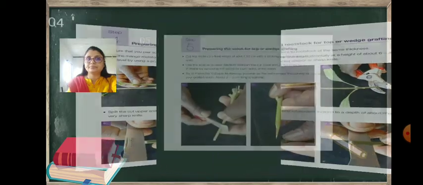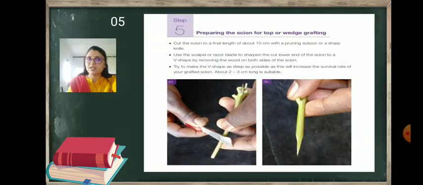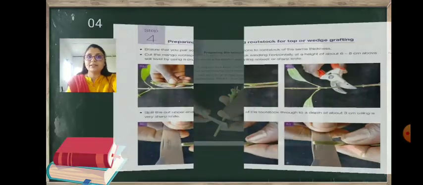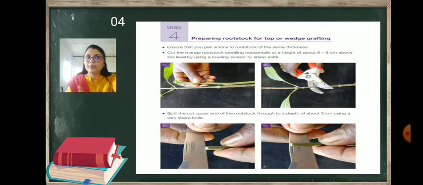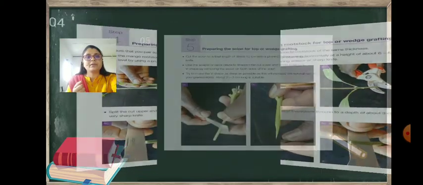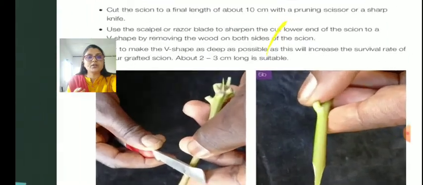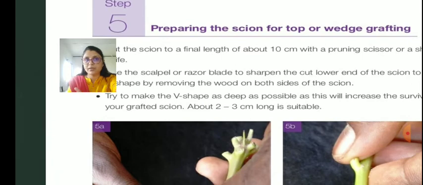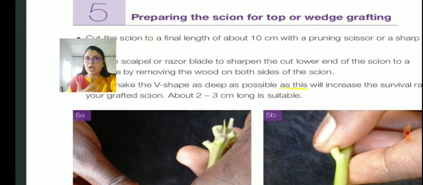Then preparing the scions for top or wedge grafting, okay. What we saw in the previous slide was preparing the rootstock, okay. You should cut about 3 centimeter at the top of that particular rootstock. Then the scion you should cut like this, cut the scions to a final length of about 10 centimeter with a pruning scissor or a sharp knife.